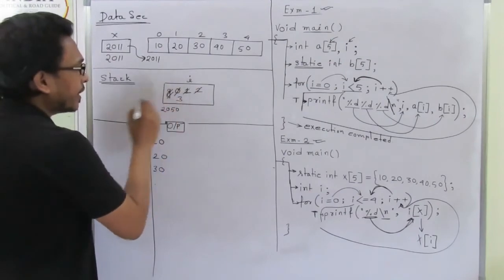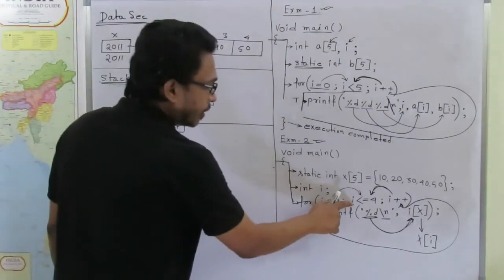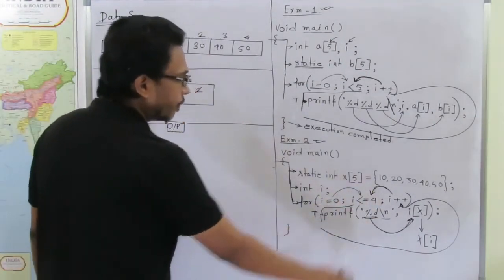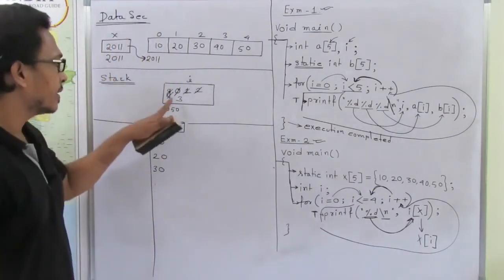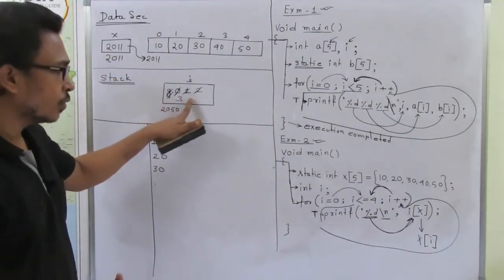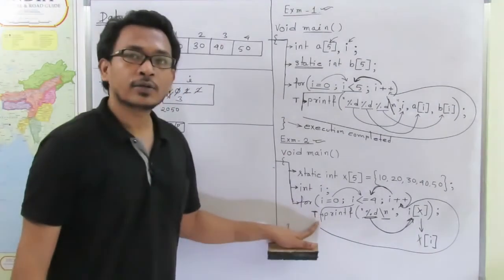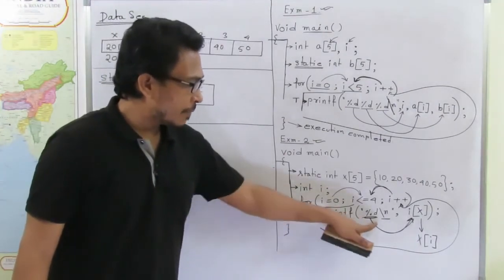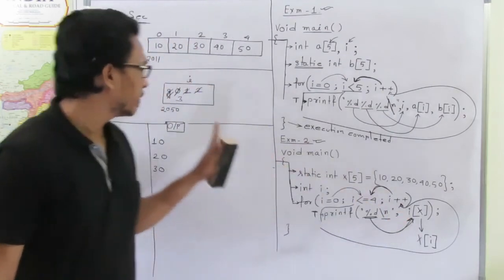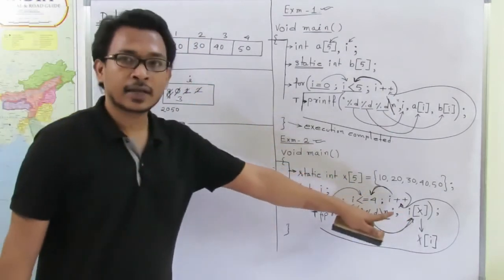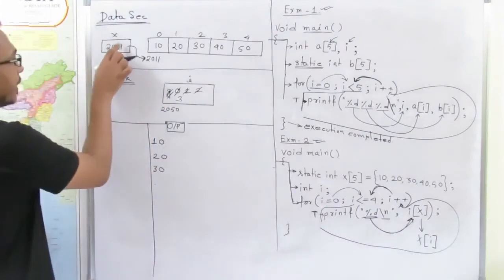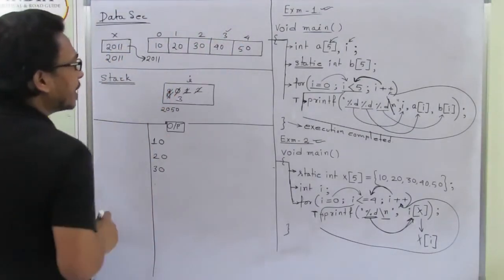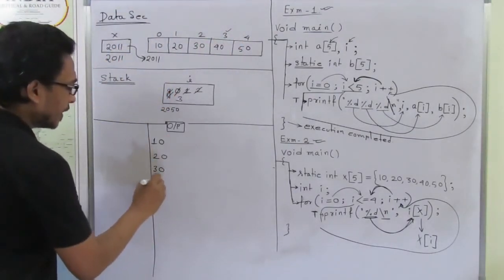The value of I will be incremented to 3. Now the condition is I less than or equal to 4. So what is the value of I? It is 3. 3 less than or equal to 4, yes, true. So control comes again into the printf instruction, executes this printf and prints the value from index 3 of X array. Now in X array the element at index 3 is 40, so it will print 40 here.